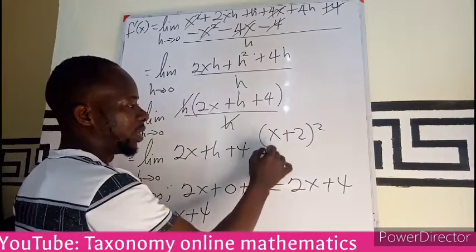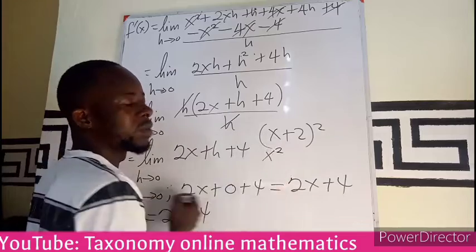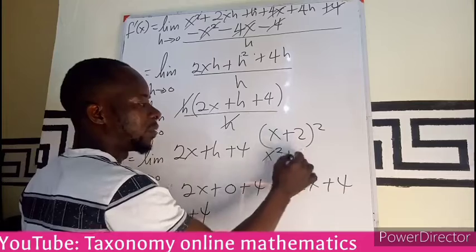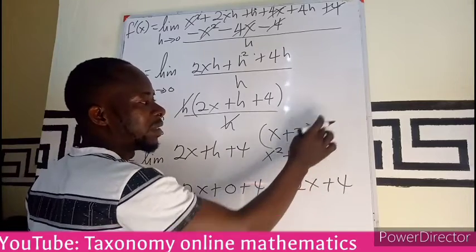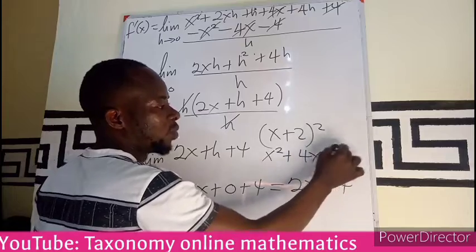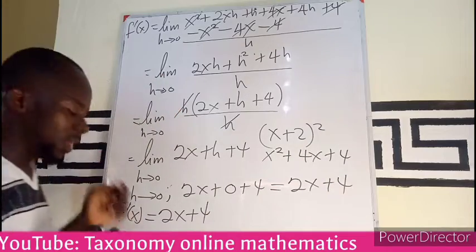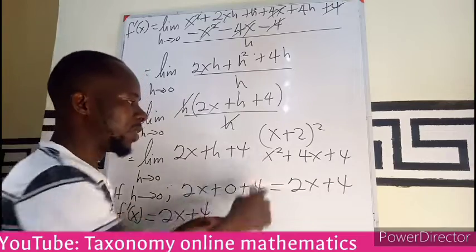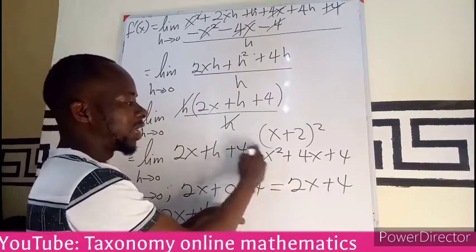So if you're asked to differentiate anything like x plus 2 all squared, if you expand, we said earlier on that it will be square the first, twice their product, which will be twice this, 2x times 2. So let me take it as 4x. Then you square the last to be what? 4.